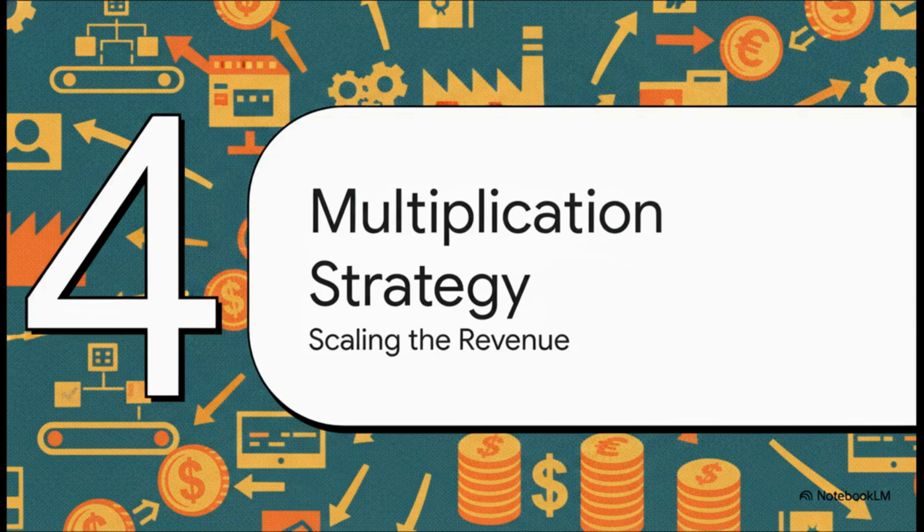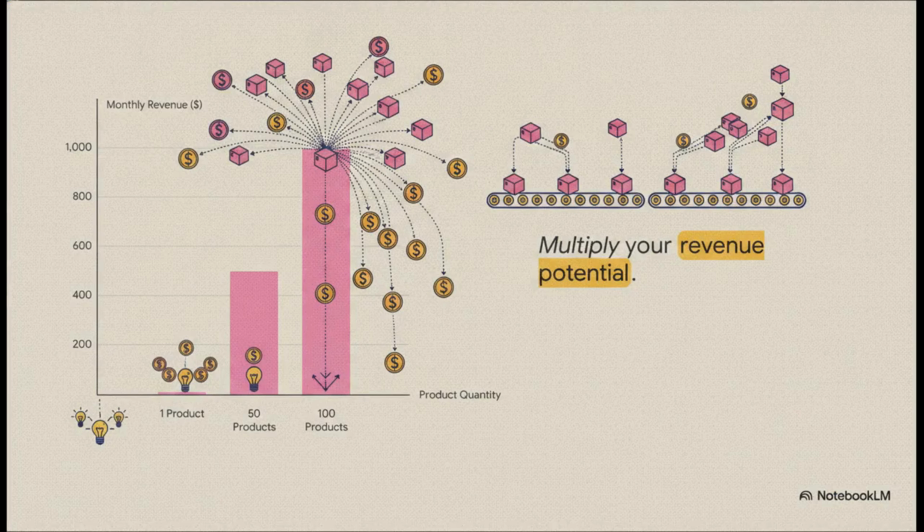Which brings us perfectly to phase 4, the multiplication strategy. Time to scale that revenue. When you start scaling this process, the revenue potential gets really interesting. Let's say you make just one digital product. It's not a viral sensation, it just makes a modest, say, $10 a month. I mean, okay, $10 isn't exactly going to change your life, right?